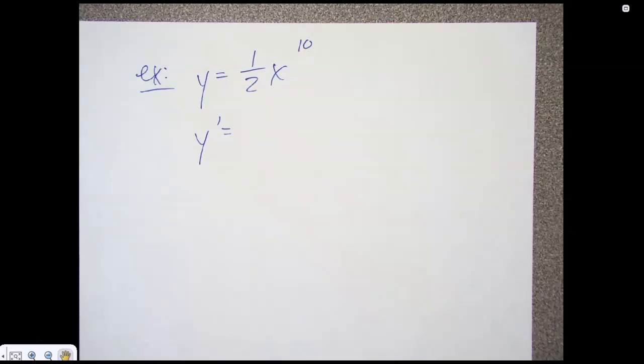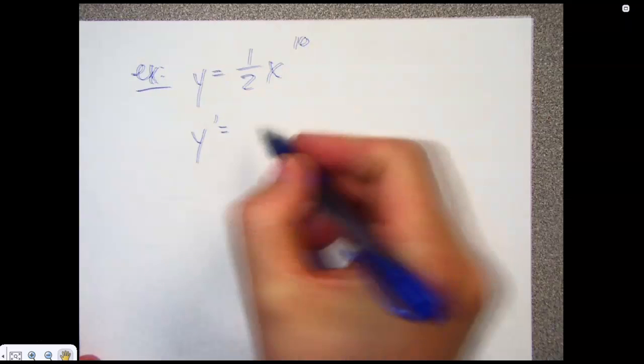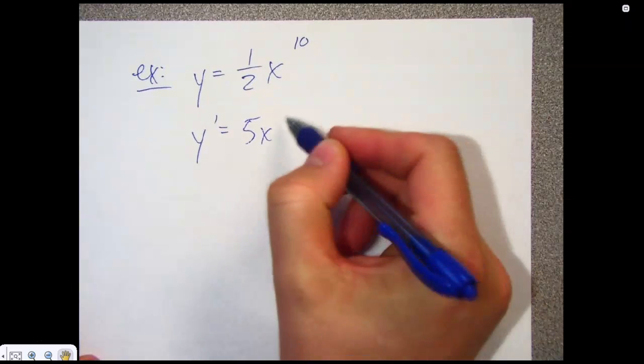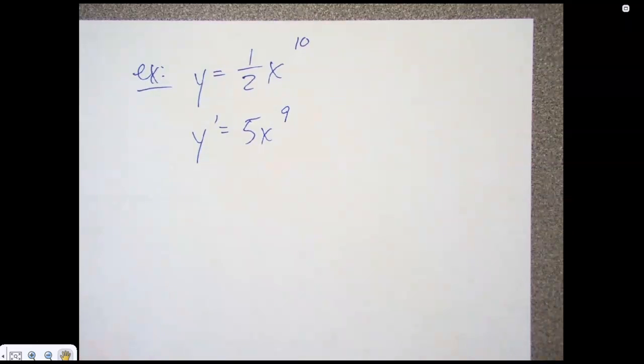Y equals 1/2 x to the 10th. So your derivative would be take the 10, multiply by the 1/2, get 5, leave your x, reduce your power by 1, so 5x to the 9. And then I could say, what's the slope at x equals 2, x equals 10, x equals 0, whatever, and you would just plug in and tell me that.